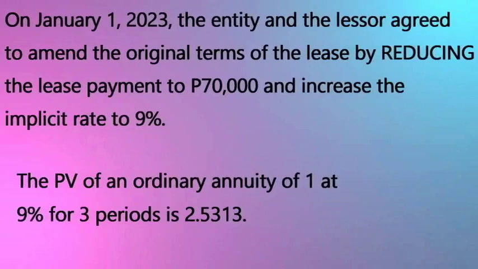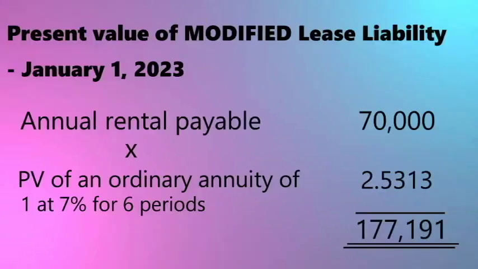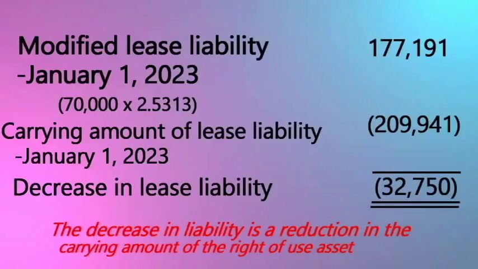Sinabi sa problem na bababa ang annual payment pero tataas ang implicit rate. Pero ang years ay kagaya pa rin. Ito ay kabaliktaran ng extension option kung saan ang annual rate ang tumataas at bumababa naman ang implicit rate. So, dahil nagbago ang annual rental payment at implicit rate, kailangan nating i-compute ang decrease in lease liability. In this kind of modification, laging nagkakaroon ng decrease in lease liability kasi bumaba ang annual payment.